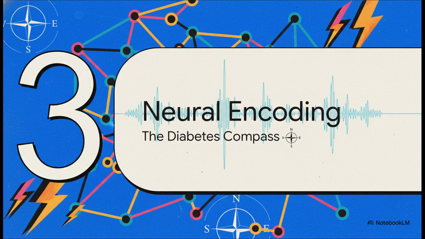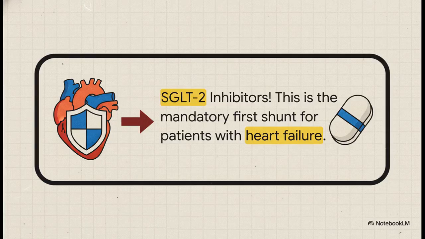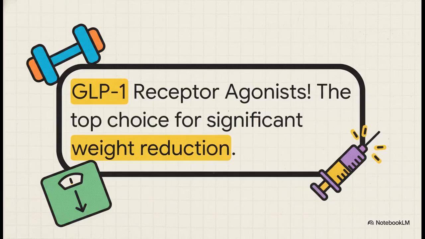All right, time to lock and load. We need to hardwire this logic into your brain so it becomes automatic. We're running a neural encoding drill. Think of it as your diabetes compass. This is going to be rapid fire. Let's lock it in. First line for heart failure. That's SGLT2 inhibitors. It's the mandatory shunt for protecting that organ. What if your patient needs massive weight loss? You're reaching for the GLP-1 receptor agonists. They are the absolute heavy hitters for weight reduction.